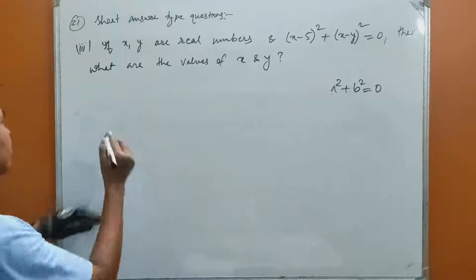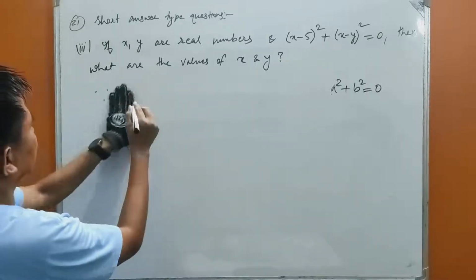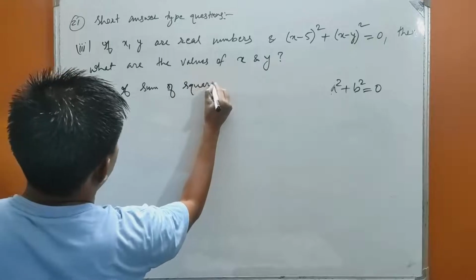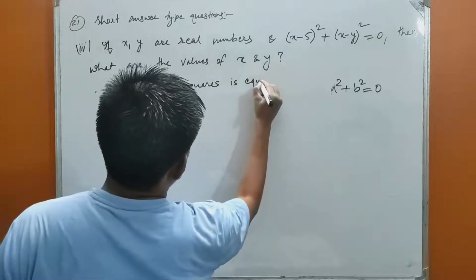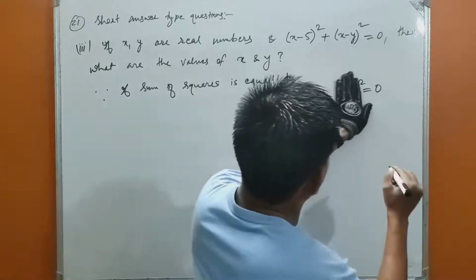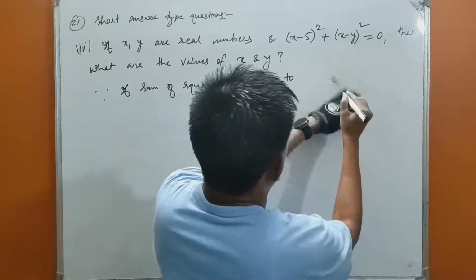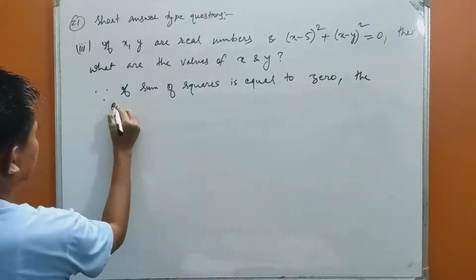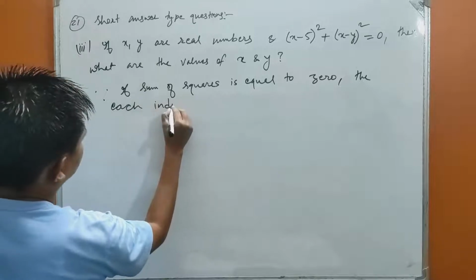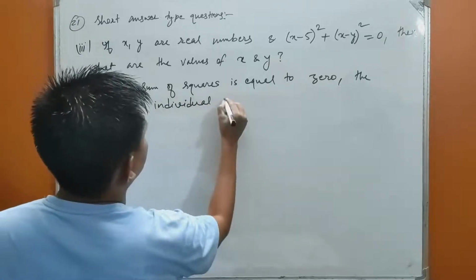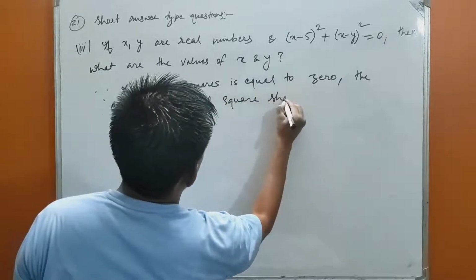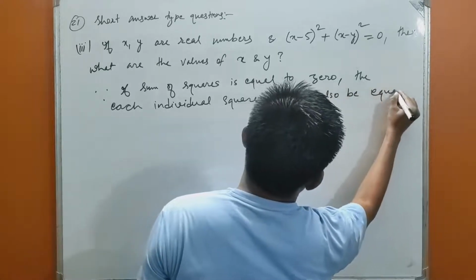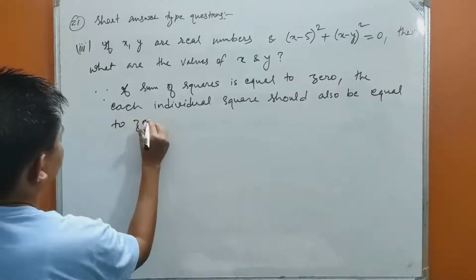So you can say if the sum of squares is equal to 0, then each individual square should also be equal to 0. Okay? Did you get me?